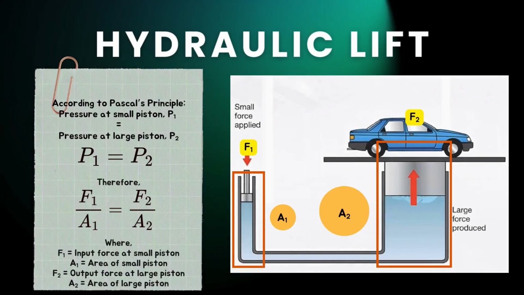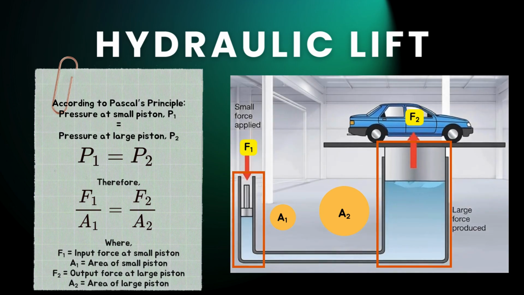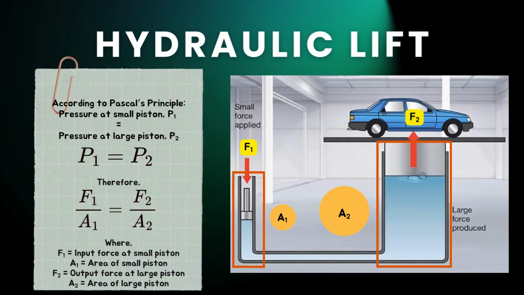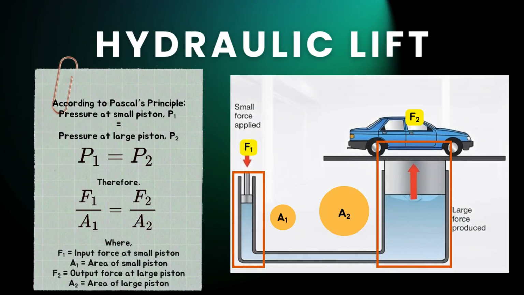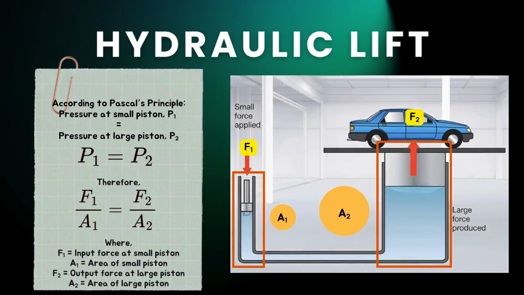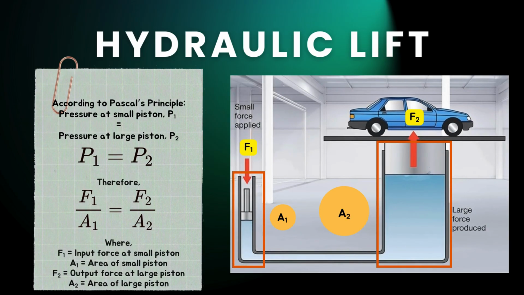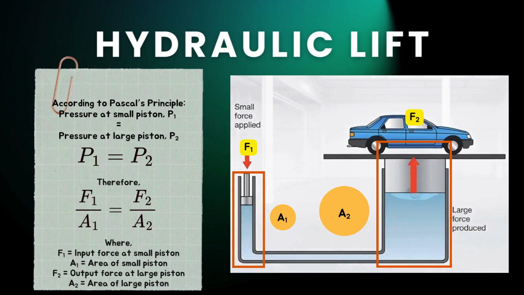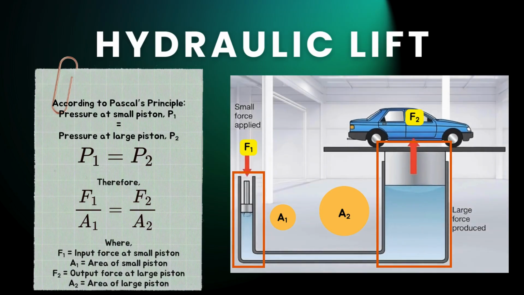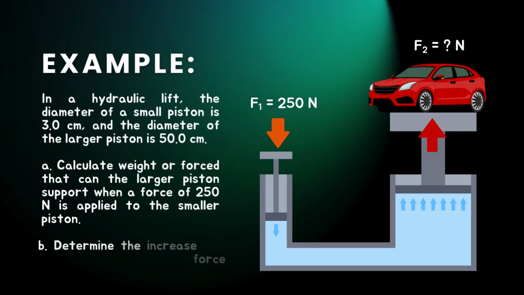According to Pascal's principle, the pressure produced at the small piston is transmitted uniformly to the large piston. This means pressure at small piston, P1, equals pressure at large piston, P2. Using the pressure equation P equals F divided by A, we can write F1 divided by A1 equals F2 divided by A2. Let us now look at an example to apply Pascal's principle.